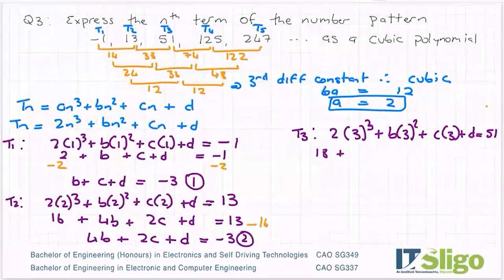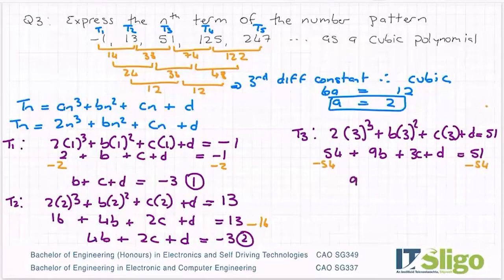2 twos are 4, 4 twos are 8, 8 twos are 16. Yeah, okay, that looks okay. So over here, 3 cubed is 27, by 2 is 54, plus 3 squared, 3 threes are 9, by b, plus 3c plus d is equal to 51. So just like before, minus the 54 from both sides. So I get 9b plus 3c plus d being equal to minus 3. Okay, and that's my third equation.